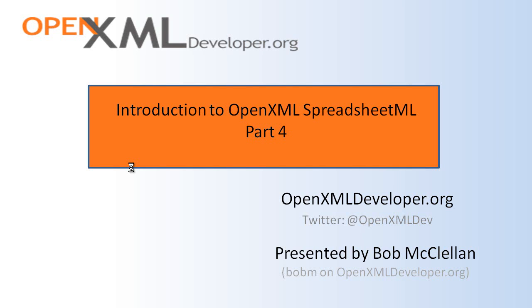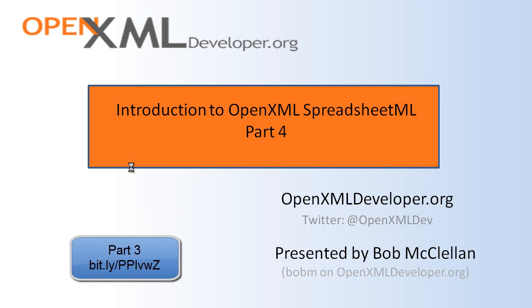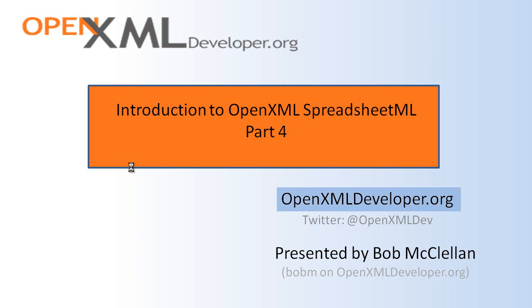This screencast is the fourth in a series about SpreadsheetML, part of the OpenXML document standard. If you've not seen the earlier parts of this series, you may wish to review them at the links shown. In particular, part 3 is also about pivot tables and should be viewed before this one. There are no code examples in this screencast, but you can find those in other blog posts on openxmldeveloper.org. Just look for Bob M. In this part, I will be showing more about the layout options for a pivot table.